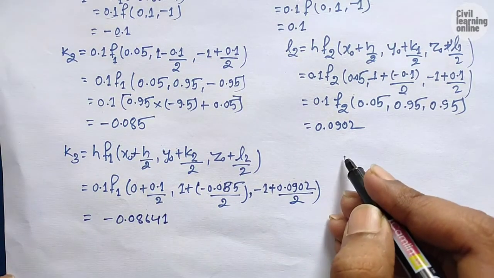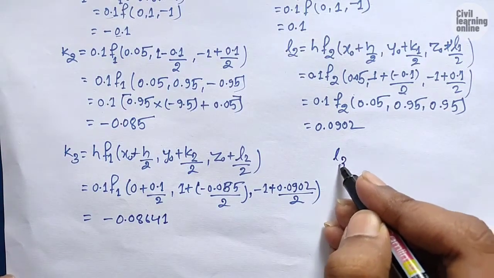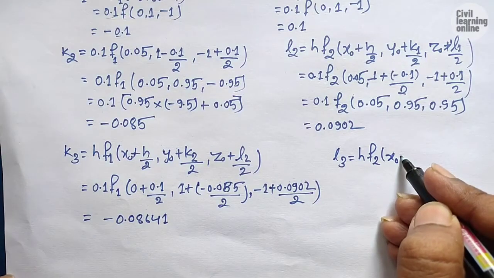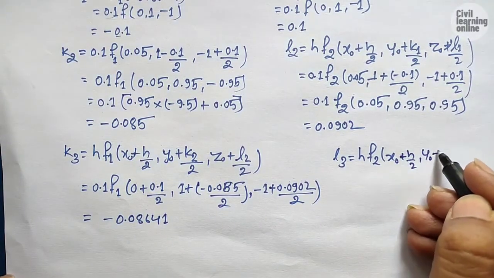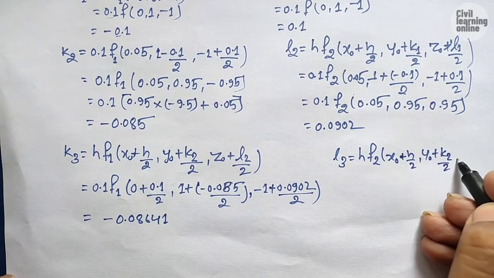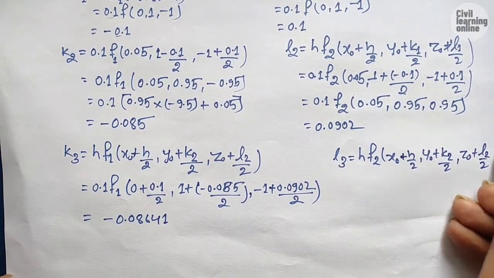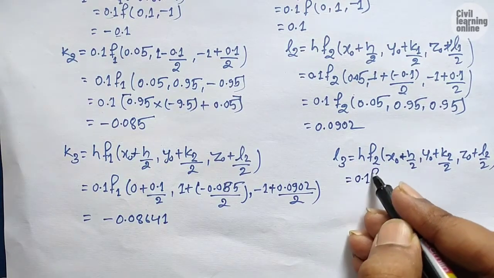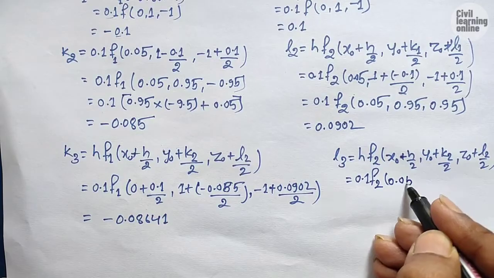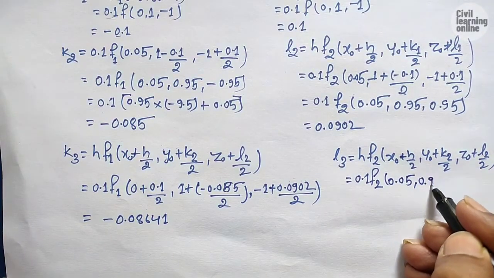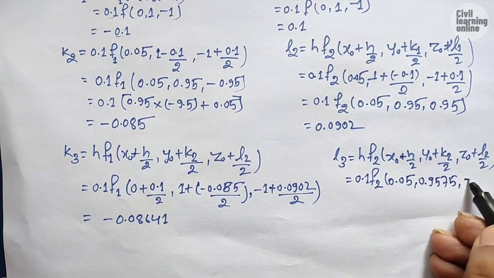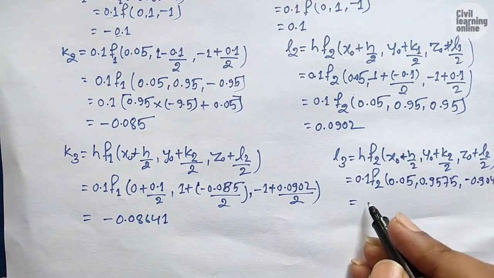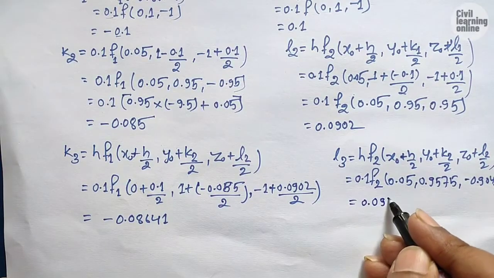Similarly, calculate the value of L3, and L3 equals h f2 (x0 + h/2, y0 + k2/2, z0 + L2/2). Now put the values here for L3: 0.1 f2 (0.05, 0.9575, minus 0.9049), and on solving this we will get the value of L3 equal to 0.09096.